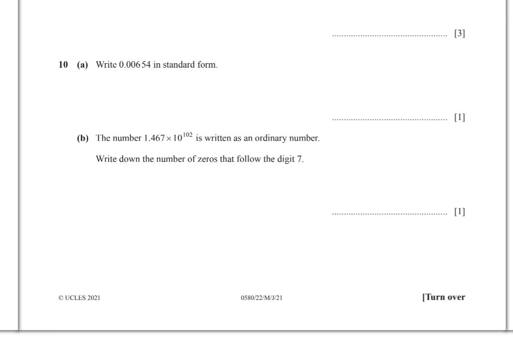Write this number in standard form. So change this number to be between 1 and 10. So decimal point between 6 and 5. So 6.54. Multiply by 10. Decimal point move 3 units to the right. So multiply by 10 power negative 3.